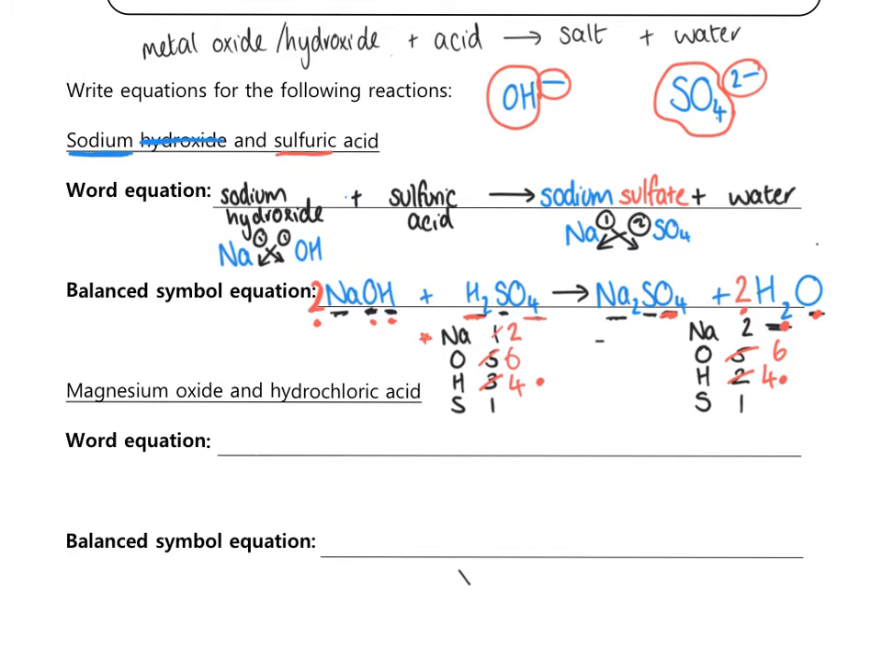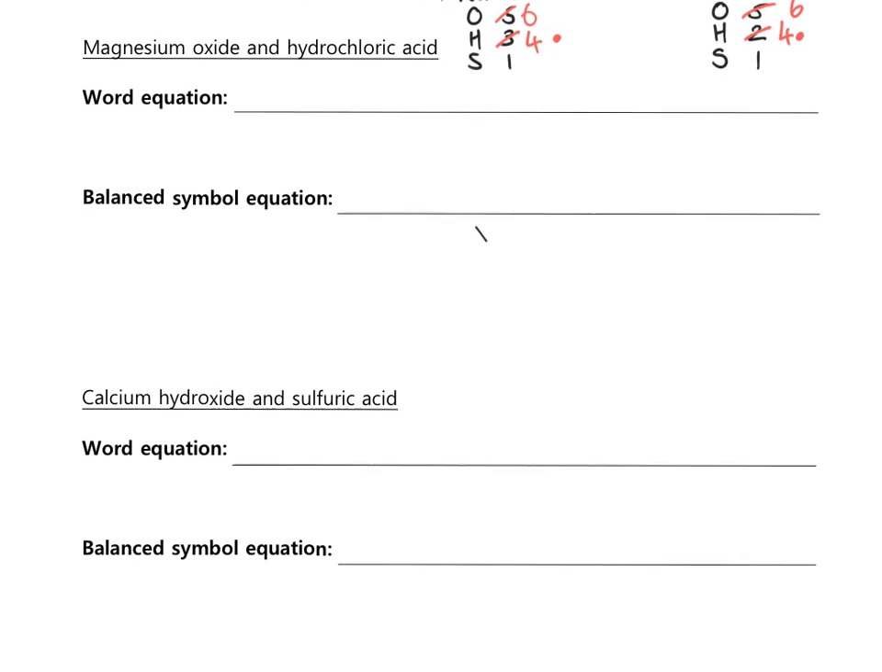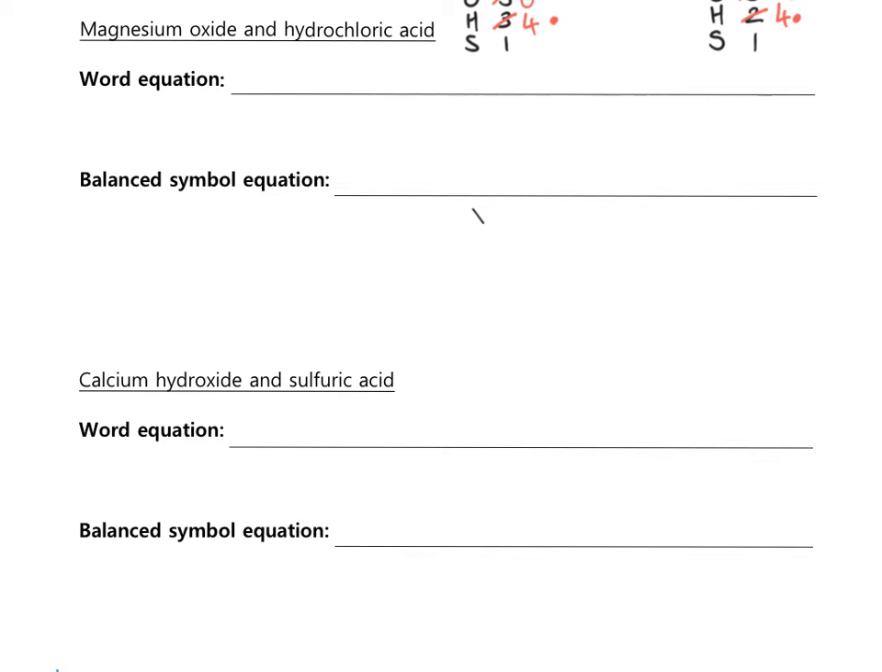What I'd like you to do now is have a go at the rest of the equations on this page. So that's magnesium oxide and hydrochloric acid, and calcium hydroxide and sulfuric acid. So pause the video for a second, give those a go, and then once you've tried them you can press play again and check through them.